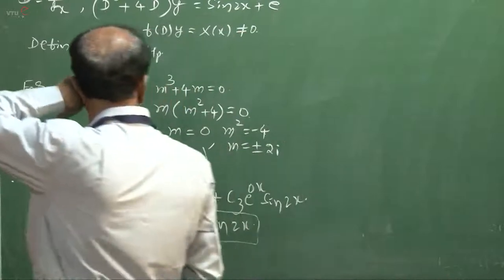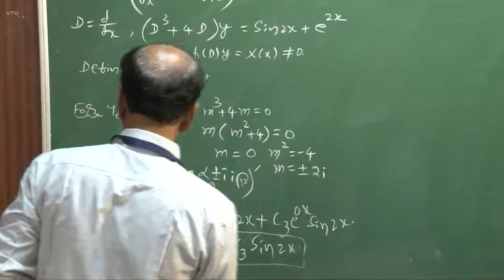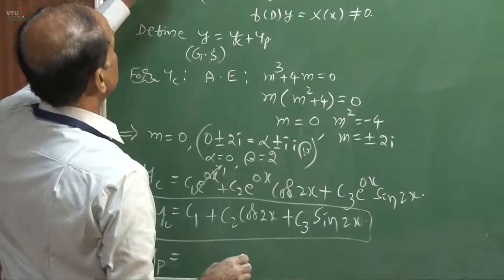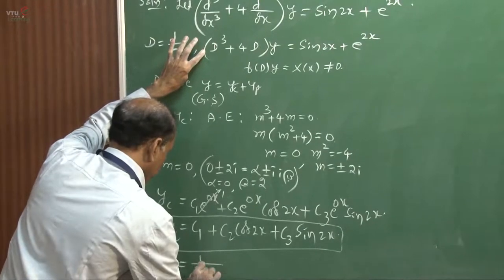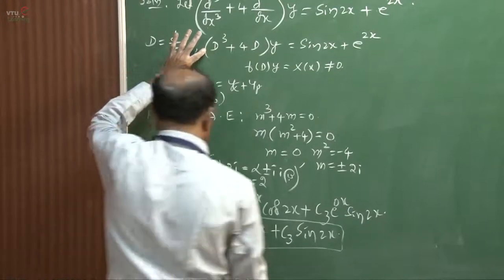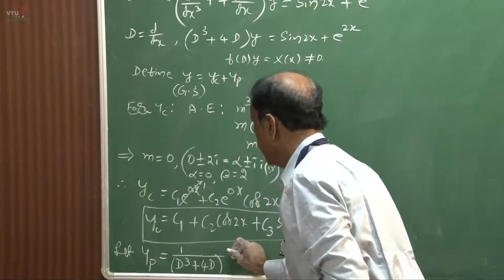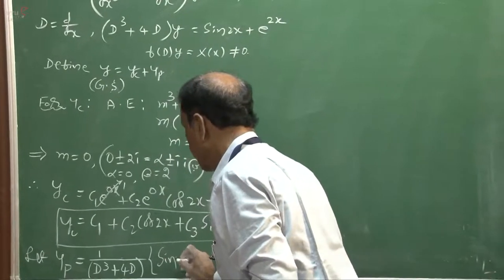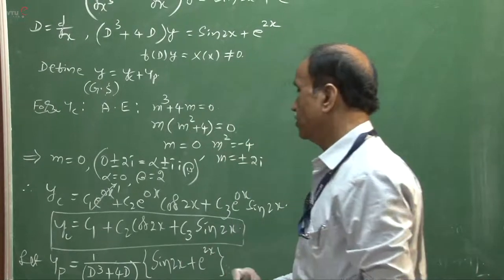Now, after writing the complementary function, we have to go for the particular integral. Let yp be equal to 1 divided by D cube plus 4D, D cube plus 4D operating on sin 2x plus the exponential term e to the power 2x.